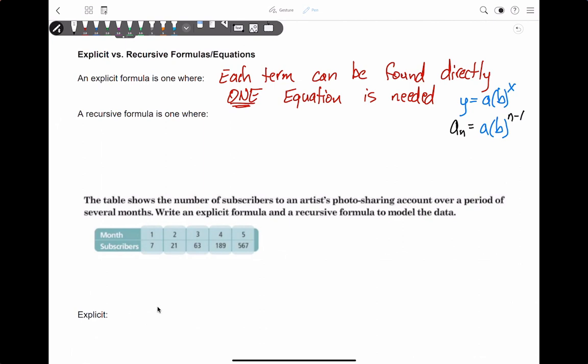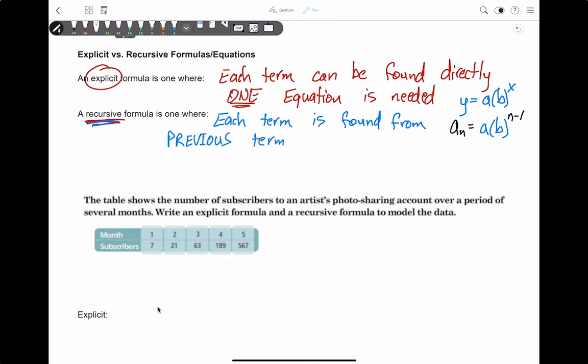Let's look at what recursive formula means. That was explicit. Now let's look at recursive. With a recursive formula, each term in a sequence is found using the previous one. Each term, one by one, is found, and this is very important, from or using the previous term or terms, which tell us what the next one is.